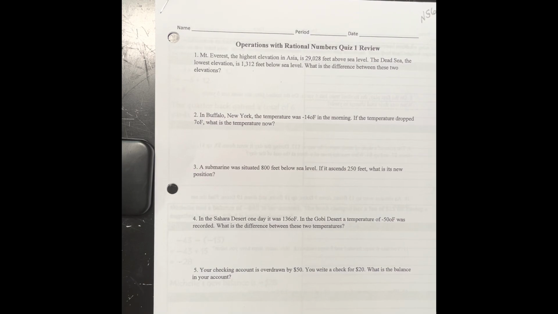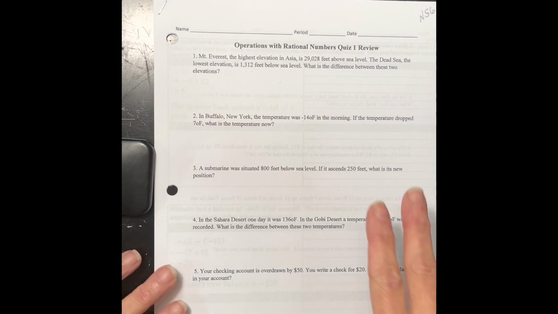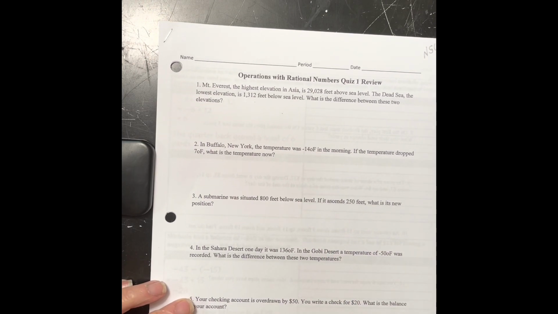Operations with rational numbers. Mount Everest, the highest elevation in Asia, is 29,028 feet above sea level. I'm trying to do two things at one time, and there we go. I'm getting my other key over here so I can look at it too. I'm going to use my little erasable pens so that you can see everything, and I can put some color on here for you.